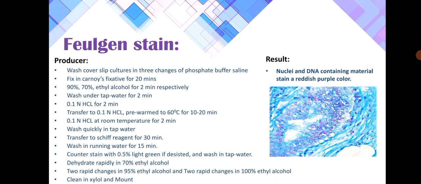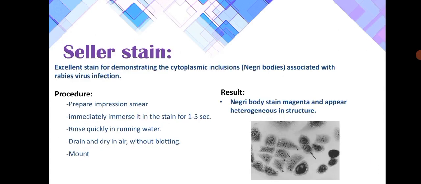Feulgen stain, where the nucleic acid and the DNA containing material stain as reddish purple color. Seller's stain is an excellent stain for demonstrating the cytoplasmic inclusion associated with rabies virus infection. The result is that the Negri bodies stain magenta and appear as a heterogeneous structure.